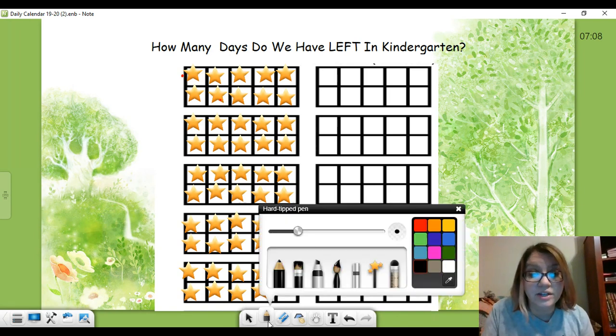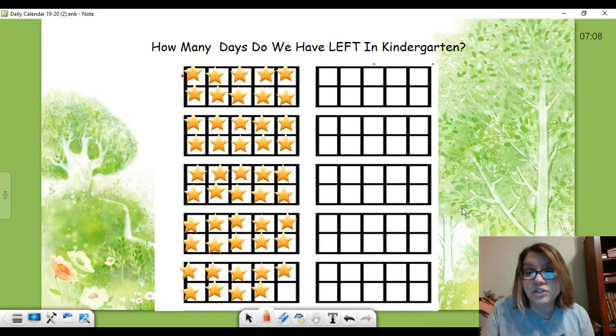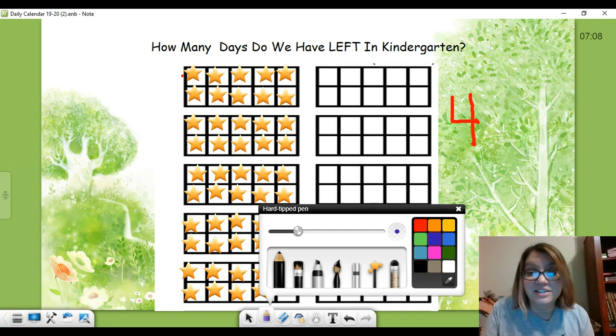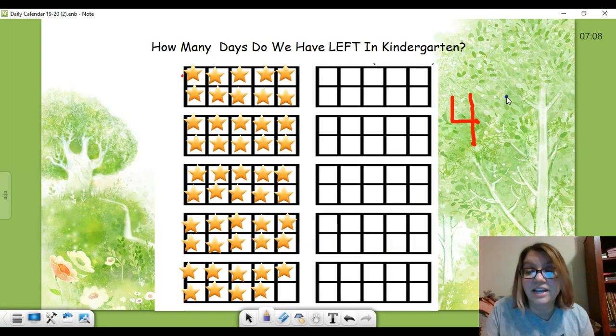Let's try to write a 49 together. With a 49, we're going to put a 4 first, and it's going to be red. This is a 4 for the 4 tens we have. Look over here. We had 4 tens: 1, 2, 3, 4. So we put a 4. How many ones did we have? That's right, we had 9. So we are going to write a 9, and that's how we get 49.